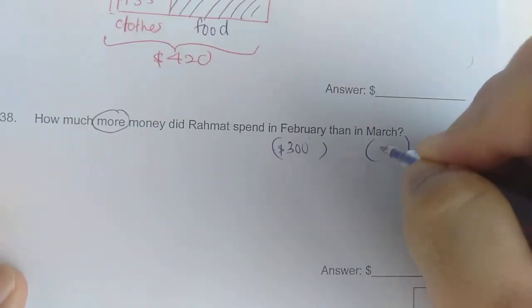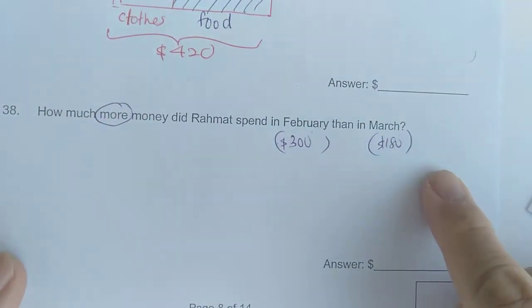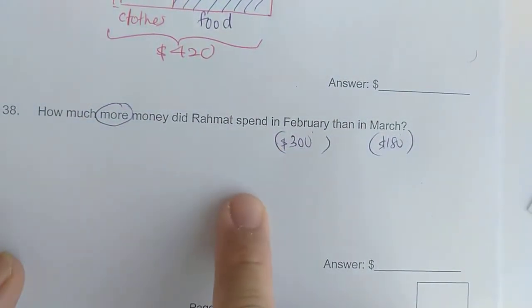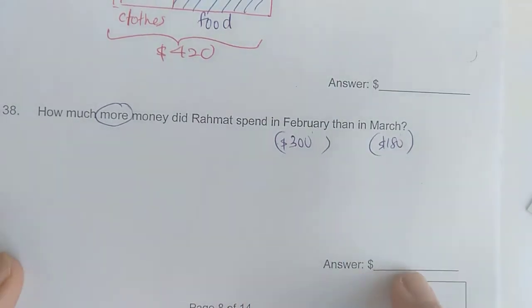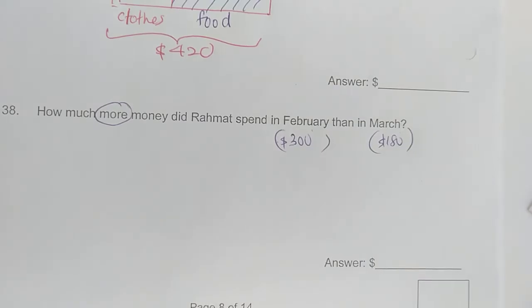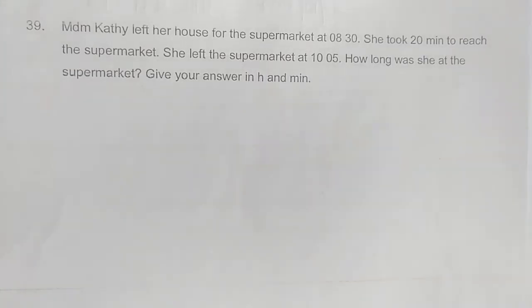In March, it was 180. So how much more money did he spend in February than in March? How should you find out the answer for this? Show your steps clearly and write your answer in the answer portion here. Okay, hang in there, just two more questions.